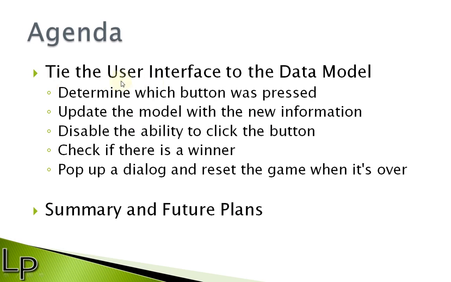What we're trying to accomplish today is tying the user interface elements, that's the touch areas, to the data model. First we have to determine which button was pressed and update the model with the new information. We also have to disable the ability to click the button and check if there's a winner. So once we've got a button that's been pressed, we're checking the data model and making sure that that button is no longer clickable so that someone else can't click over it. When there's a winner, we pop up a dialog and reset the game.